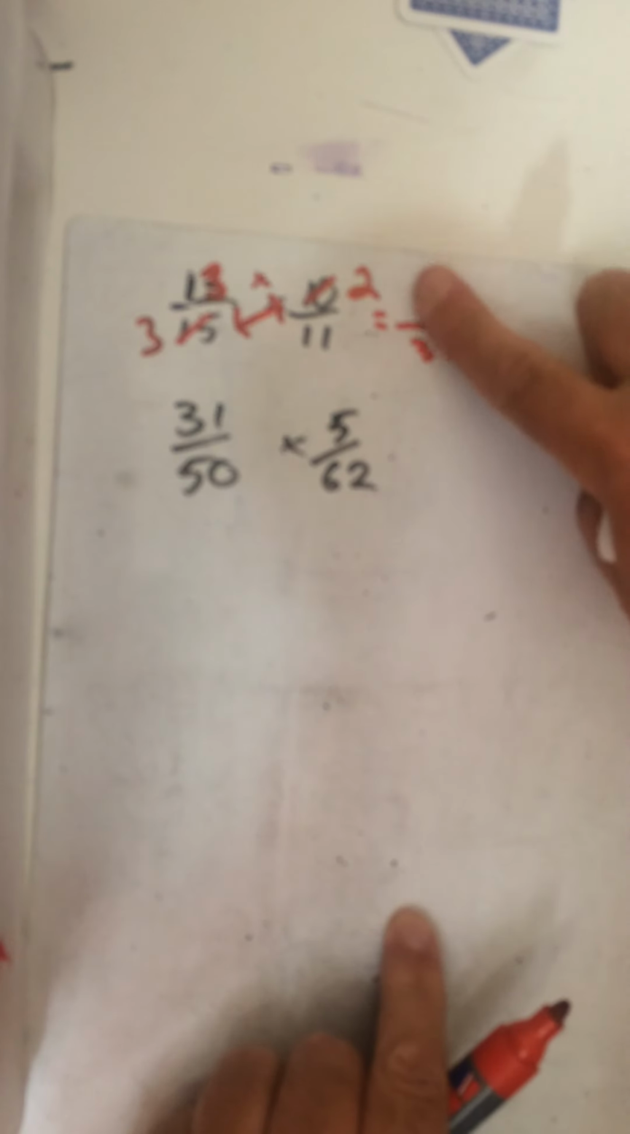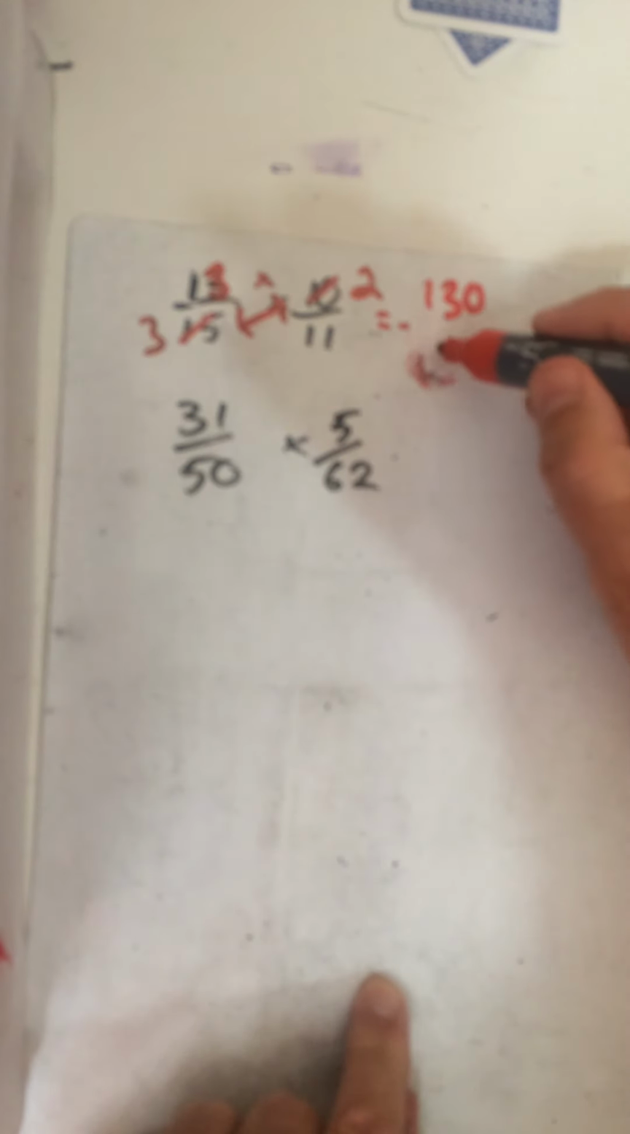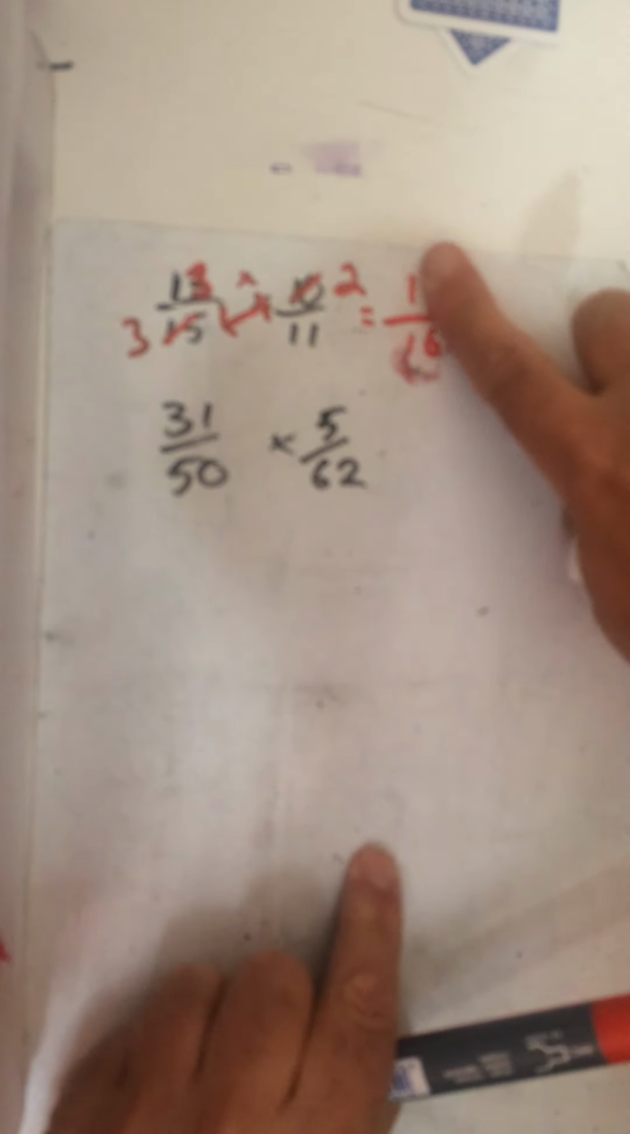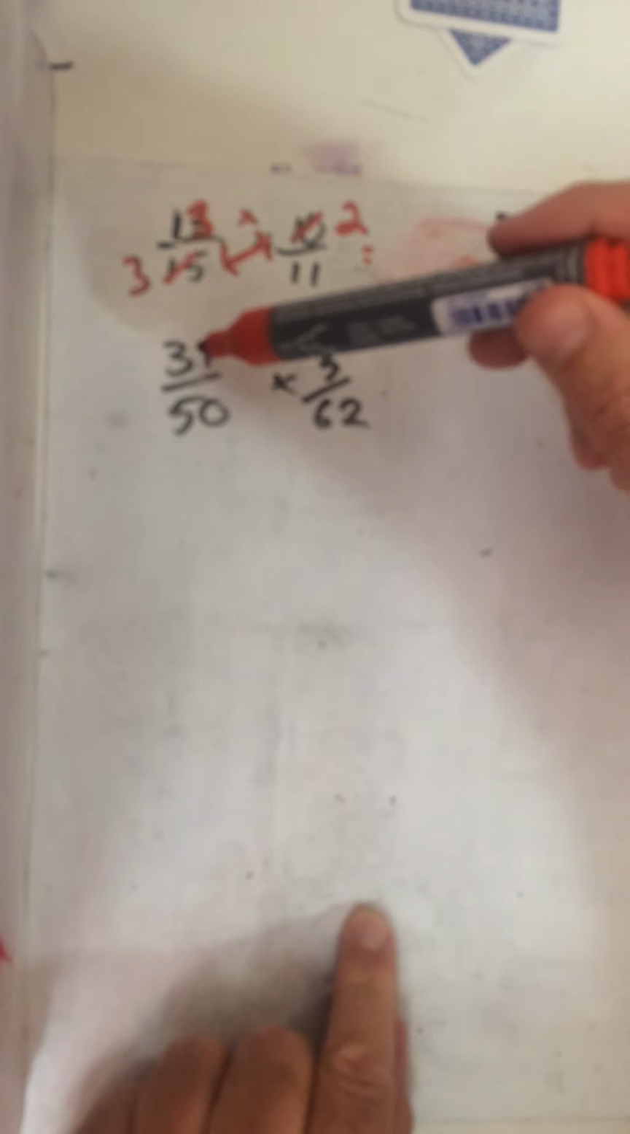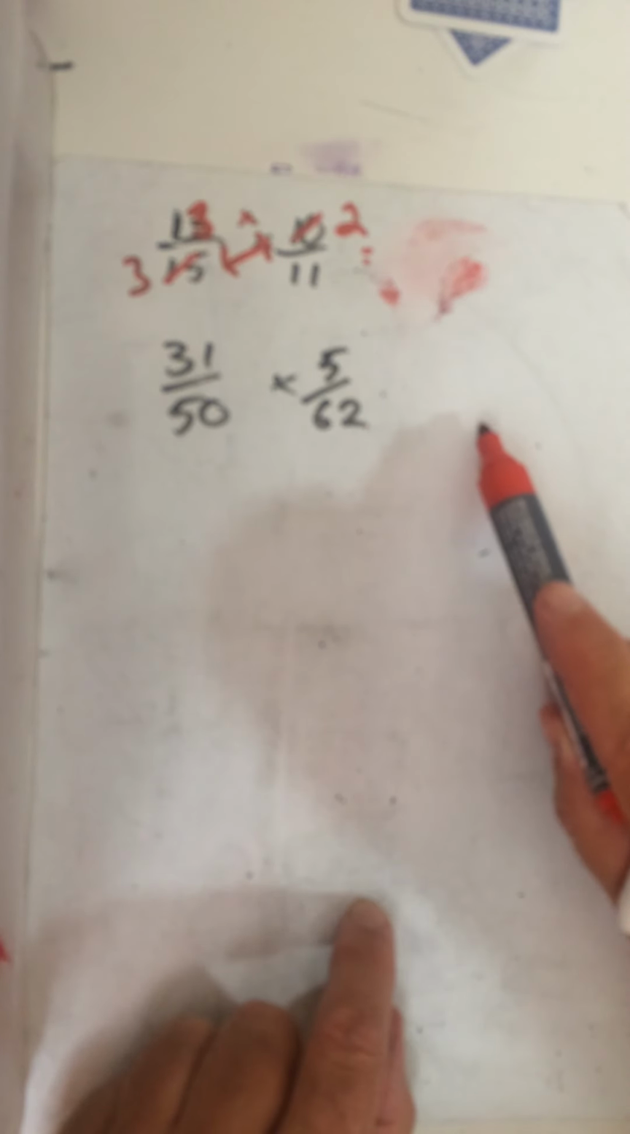Otherwise, if we don't do the cross simplification, what we're left with is 13 times 10, which is 130, and then 15 times 11, which off the top of my head I think is 165. Okay, and then we'd have to simplify from there. So often, if you can cross simplify first. The same with this question below. If, for example, you had 31/50 times 5/62, instead of having to do 50 times 62 equals whatever that would be, and 31 times 5, again you can cross simplify.